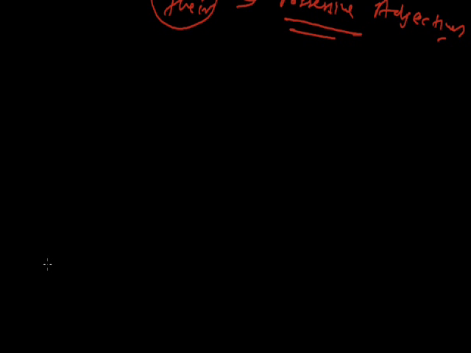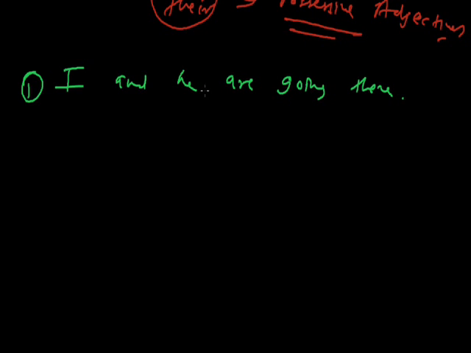Now guys, I'd like to show you some sentences, and you have to find mistakes in them. For example, now I'll show you some examples. Look at this sentence. I and he are going there. What is wrong in this sentence? I and he are going there. This is a wrong sentence. What would be the right one?